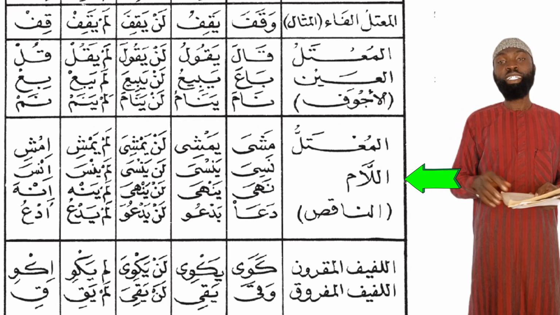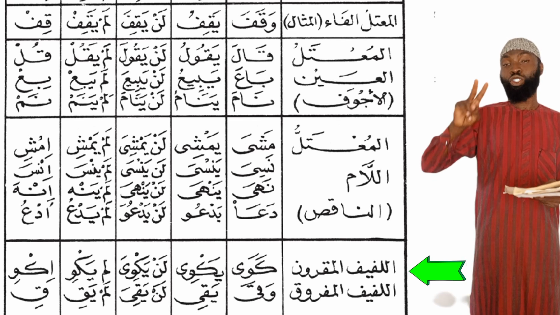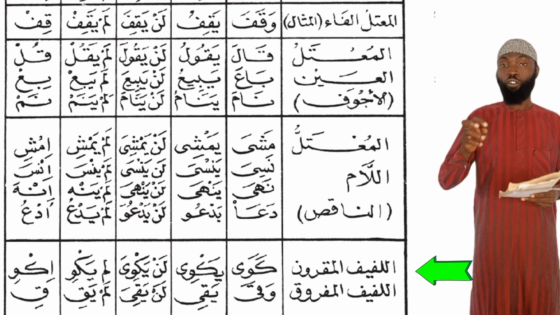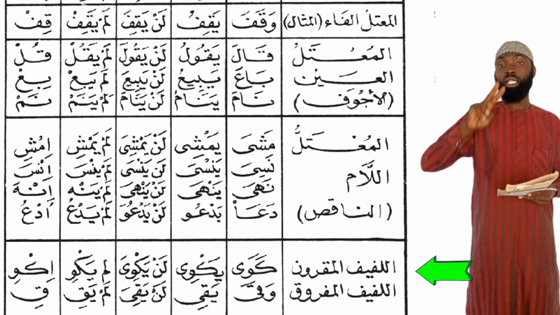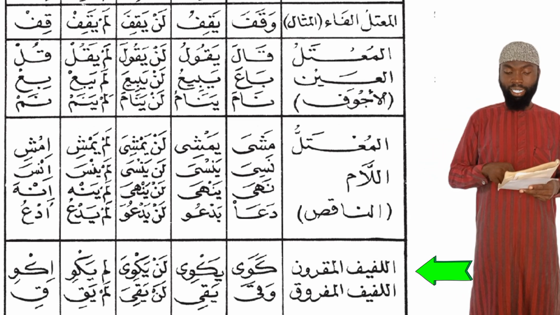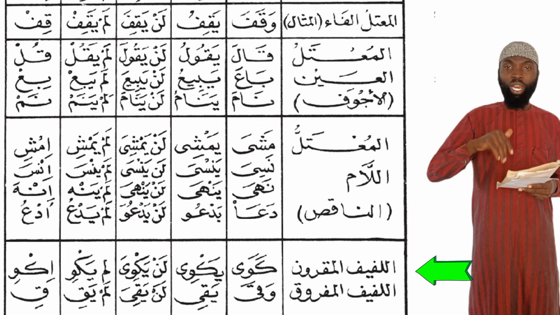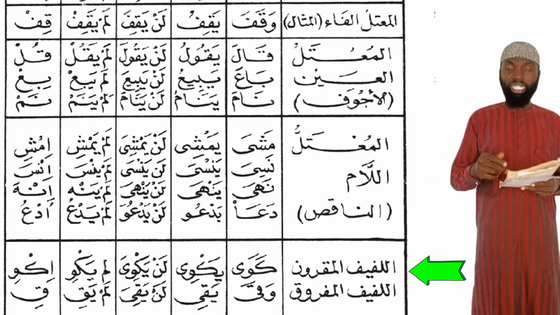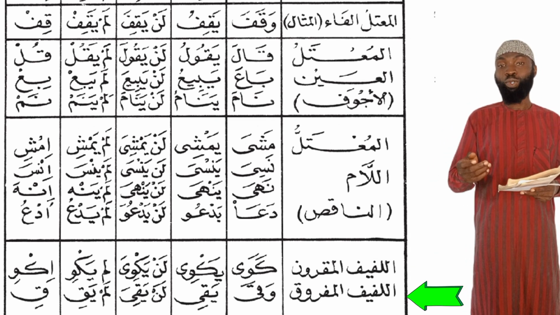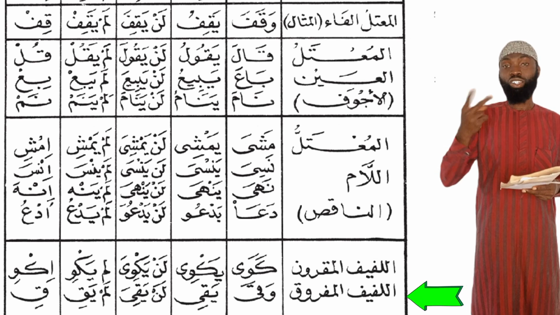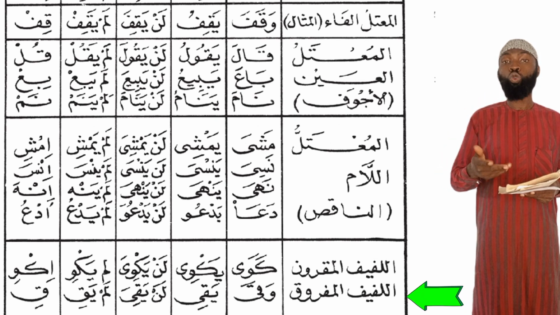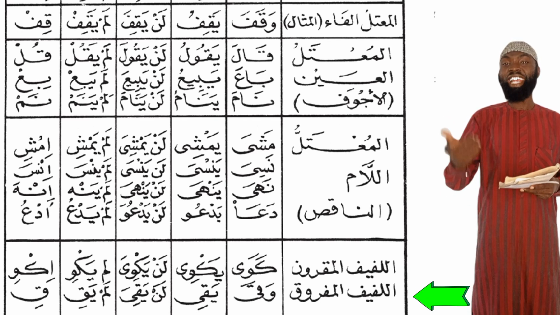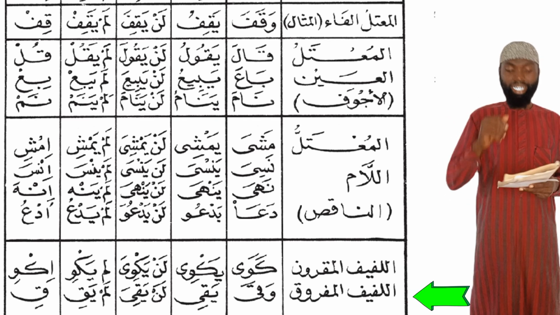And the last category is the al-lafif, the one which has two weak letters in it. The first subcategory here is the al-lafif al-maqrun, the one whose two weak letters are connected together, like the word kawa, yakwi, lan yakwiya, lam yakwi, ikwi, iron. Then the last subcategory is the one whose weak letters are not connected. The example is waqa, and we have yaqi, then lan yaqiya, lam yaqi, then qi.